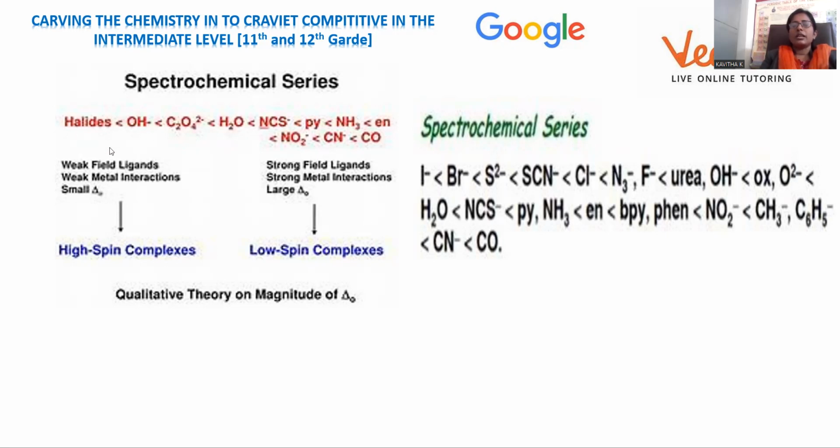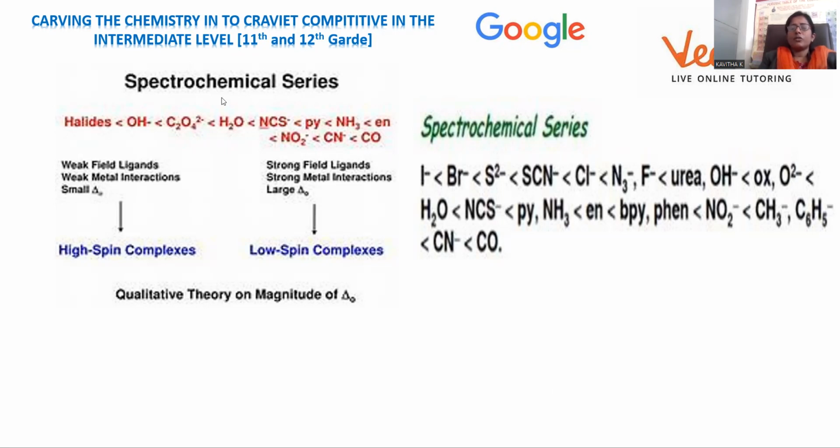Among all, initially the ligands which are weak are said to be high spin complexes. They are able to generate the high spin complexes. The ligands which are stronger in nature are able to give low spin complexes. Weak field ligands are able to give high spin. Strong field ligands are able to give low spin complexes whenever they are binding with the central metal.